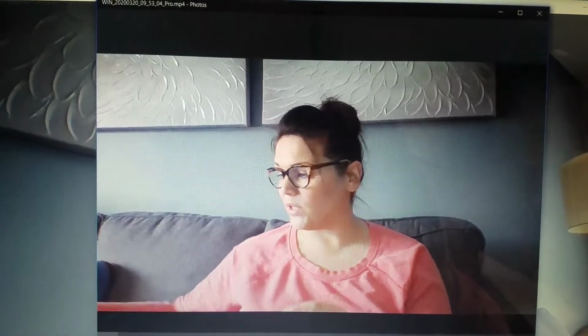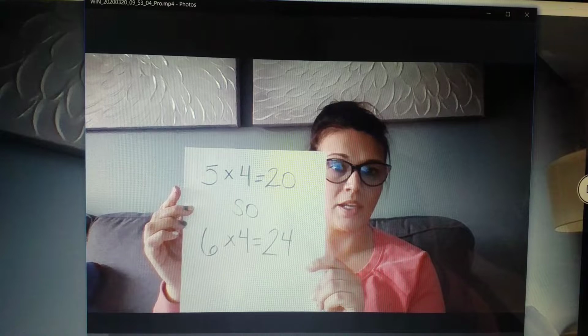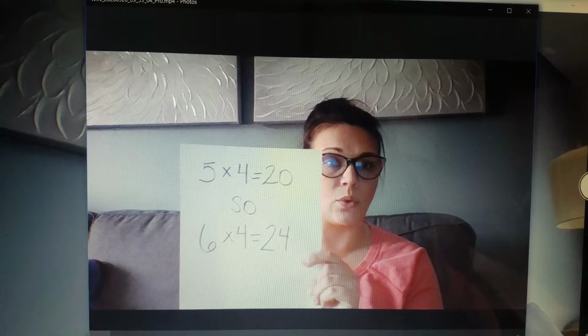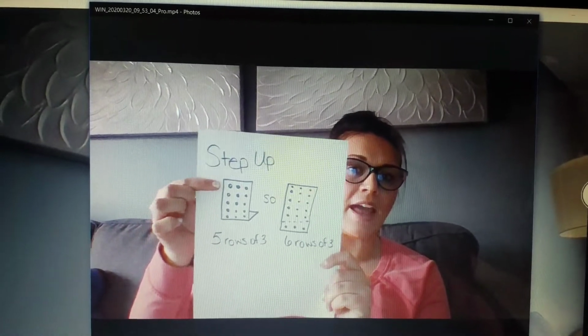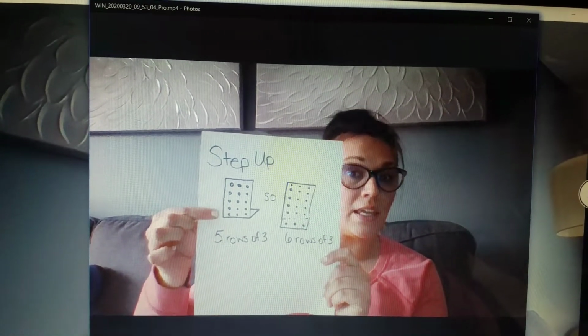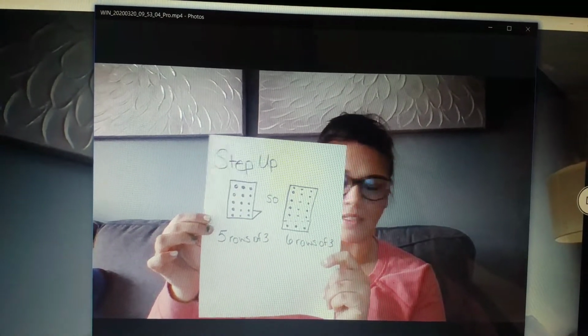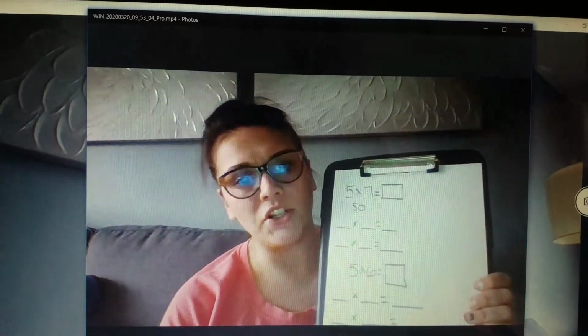Take a look at that model again. So if I have 5 times 4 equals 20, that means that 6 times 4 equals 24. Take a look at the next one. So once again, I have 5 rows of 3. So if 5 rows of 3 equals 15, 6 rows of 3 equals 18. Now let's take a look at the next slide. So we're going to use this strategy to help us.